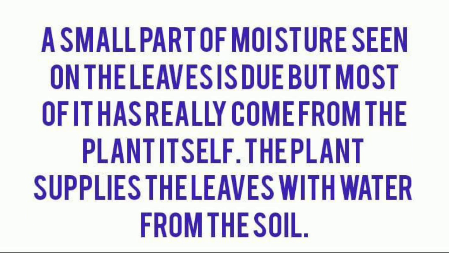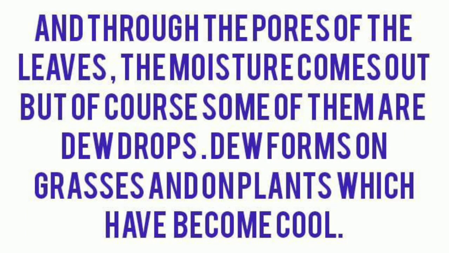A small part of the moisture seen on the leaves is dew, but most of it has really come from the plant itself. The plant supplies the leaf with water from the soil, and through the pores of the leaves, the moisture comes out. But of course, some of them are dewdrops. Dew forms on grasses and on plants which have become cool.